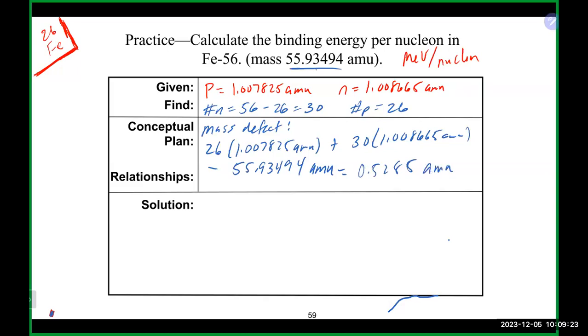Since we're going for mega electron volts here, I'm just going to use the conversion, and that will get us right to where we need. We're going to multiply it by 931.5 mega electron volts.